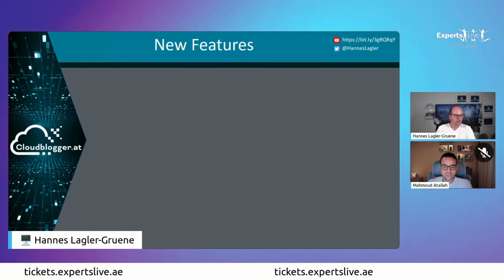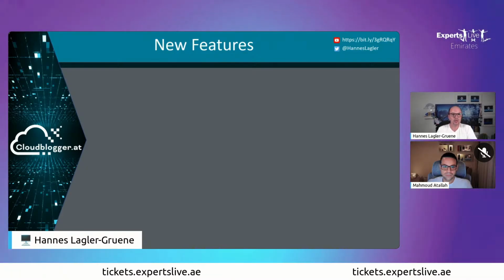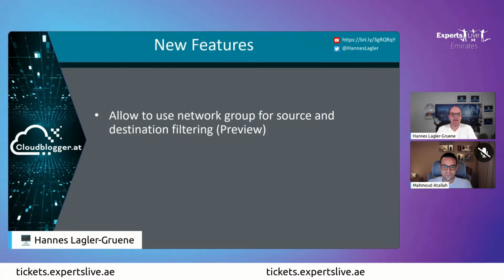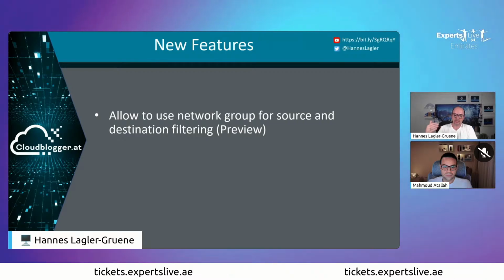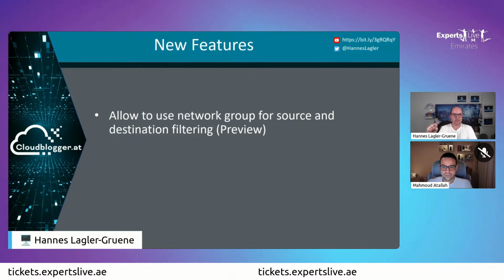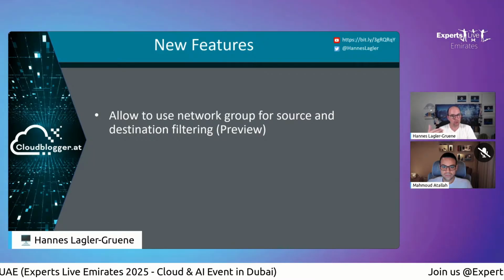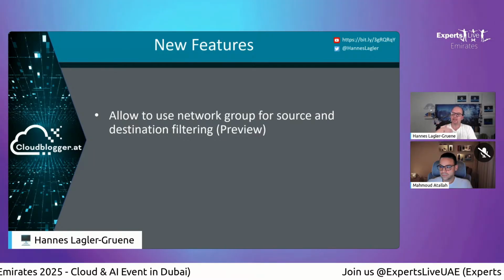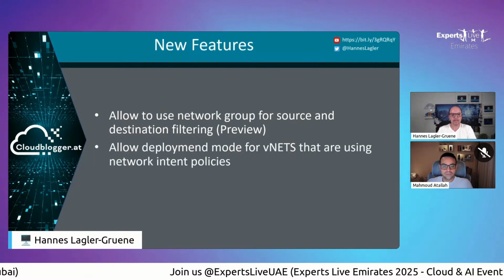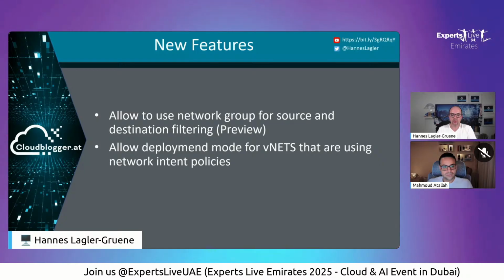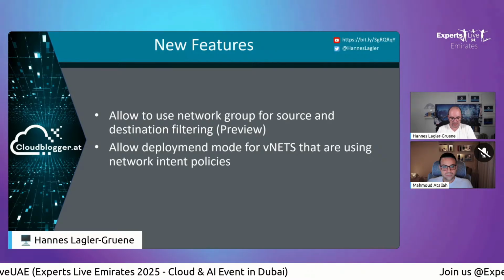When it comes to new functionalities, Microsoft will continuously add new functionalities to Network Manager. We have destination filtering here. Normally we have an IP address space, and now we can also assign a network group. I will explain in a few minutes what a network group is. So right now, in a preview version, you can define network groups for source and destination. You also have the policy to use network intent policies for the deployment. So it's really, really interesting.